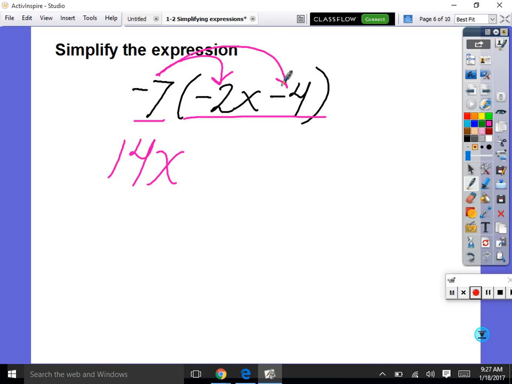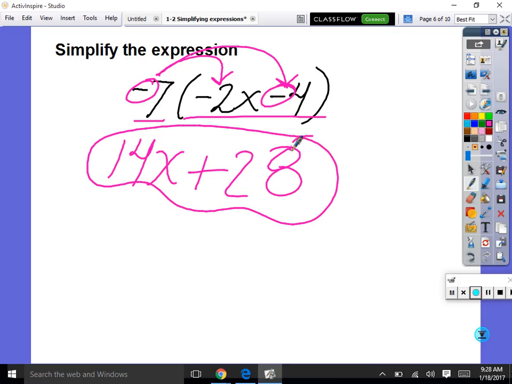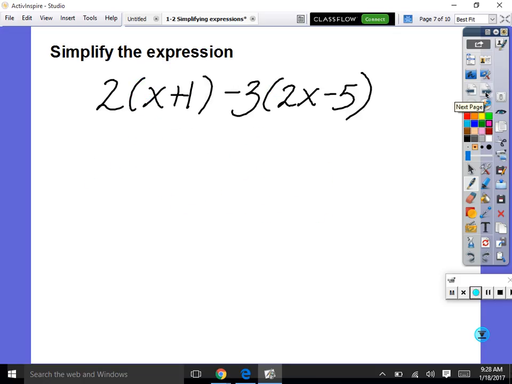Negative 7 times negative 4 is, what is it? You said positive 28, right? So you can't just write 28 here. That's what I saw some people do. It's positive, plus 28. Does everybody understand? Make sure you distribute. Negative times negative is a positive. So this would be our final answer. It's in standard form and we can't combine them. Questions?